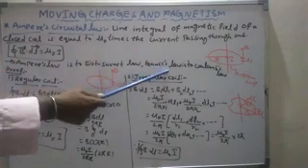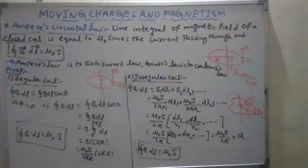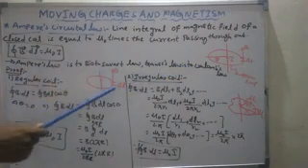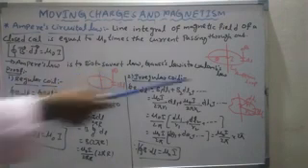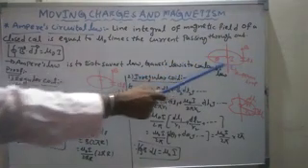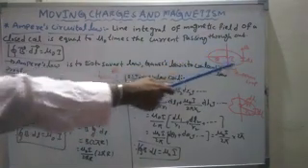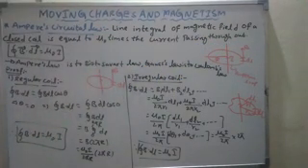In Gauss's law in electrostatics we imagine a Gaussian surface. In Ampere's law, we imagine an Amperean loop. This is an Amperean loop: the imaginary closed line drawn around the current carrying conductor is called the Amperean loop.